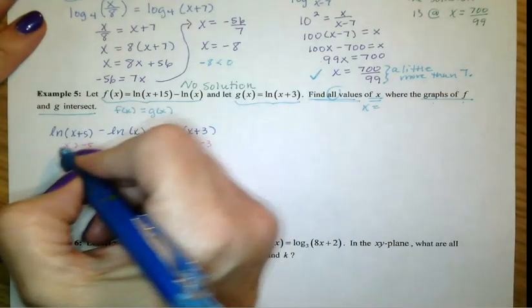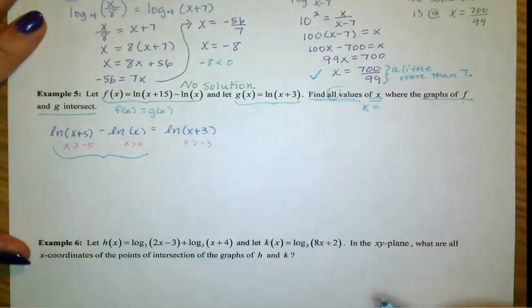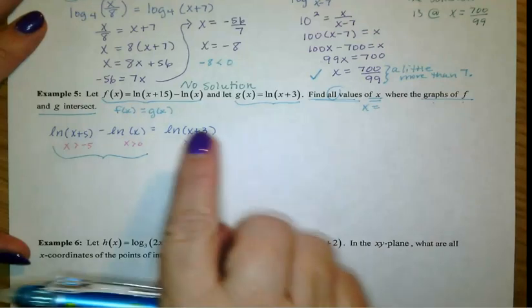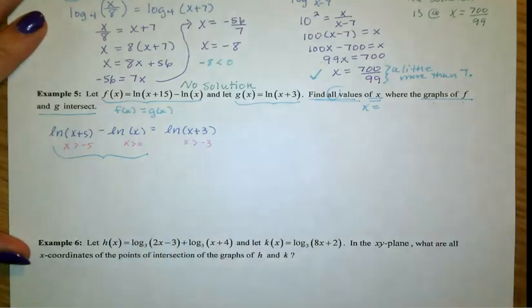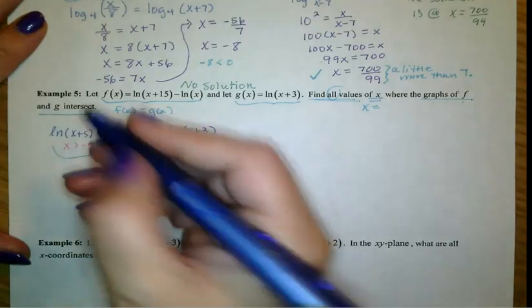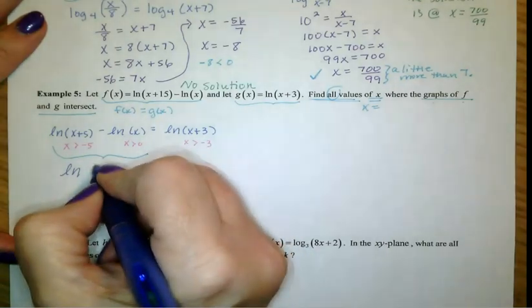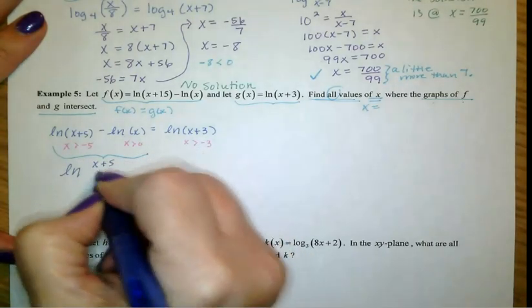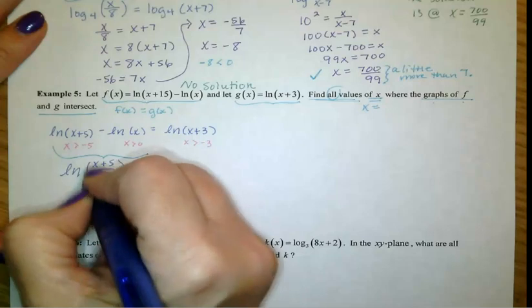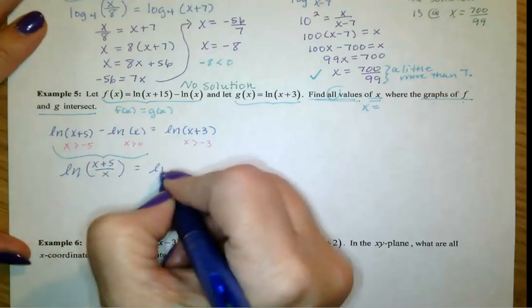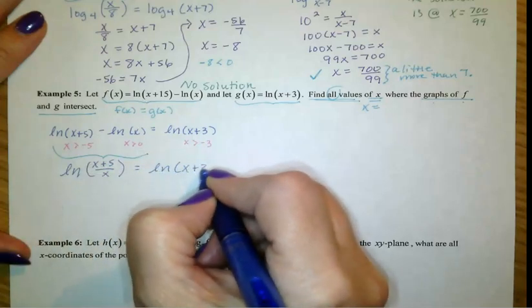So I can see that this is going to be a form 2 situation, because I can condense those down to get one natural log on the left, and I'll have one natural log on the right. So when I condense those down, I have natural log. The connector is subtraction, so that means I have x plus 5 over x. That's my argument, and that's going to equal the natural log of x plus 3.